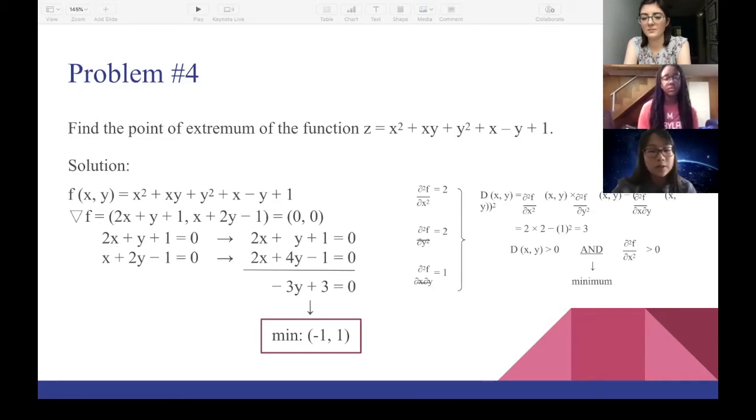After doing so, we're left with a system of equations: 2x plus y plus 1 equals 0, and x plus 2y minus 1 equals 0. In solving the system of equations, we find the point (-1, 1).